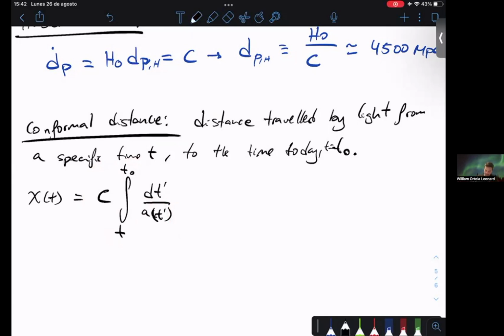Likewise, we can define a conformal time. I'm just going to give you this since it's also important, which is defined with this eta. This is defined as the integral from 0 all the way to a specific time, and basically what this tells us is the time that it takes light to go from the beginning of the universe all the way to some other time.